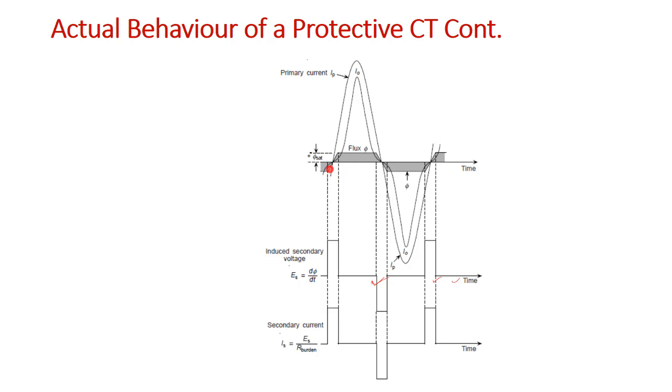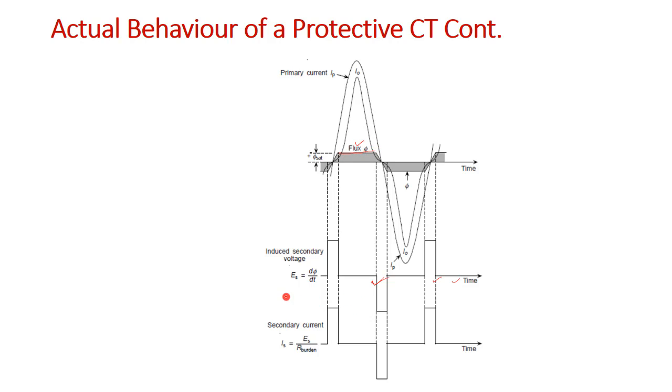But your flux is changing at the zero crossing, but it becomes flat as soon as your magnetizing current becomes peaky. Because your flux gets saturated, right? So therefore your flux becomes constant at this point.